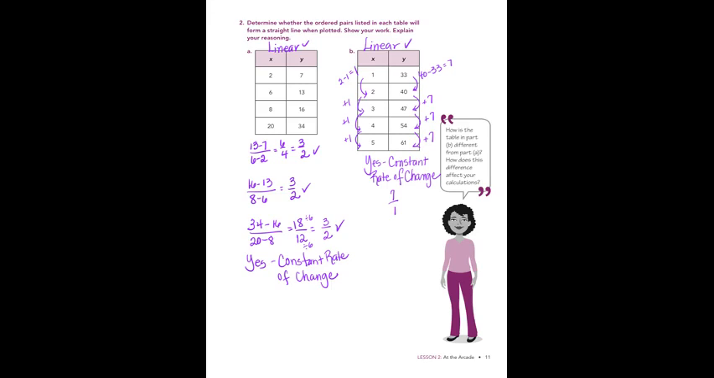On B, I went back to the way I like to do these. I said the change from 33 to 40 is an increase of 7. The change from 1 to 2 is an increase of 1. I just went down and saw that every time I went to the next set of points, my Y increase was 7, my X increase was 1. So it had a constant rate of change, 7/1. So yes, it is linear as well. I hope you got that too.